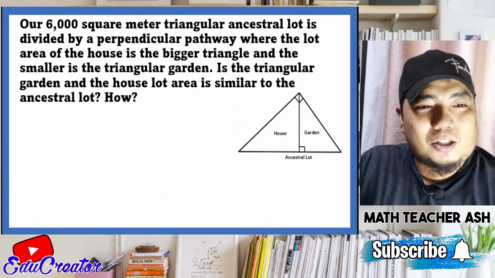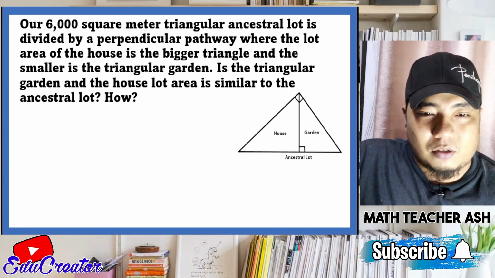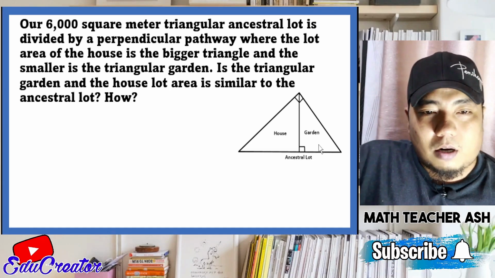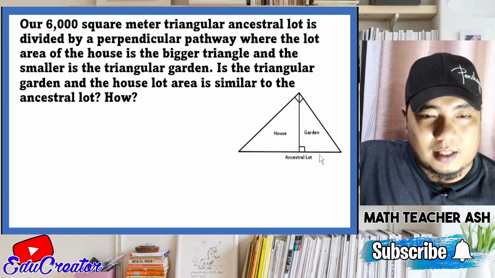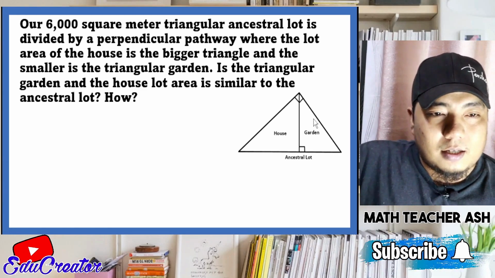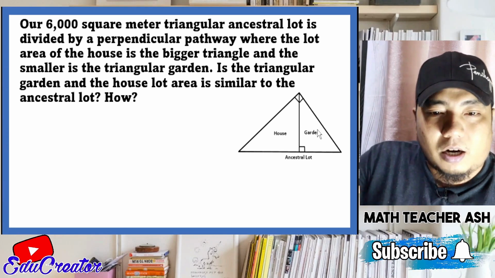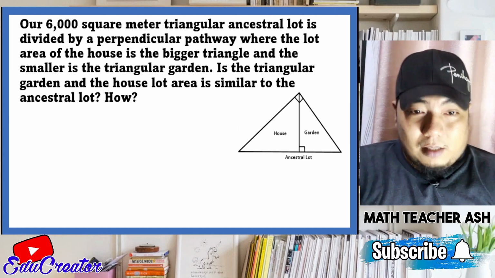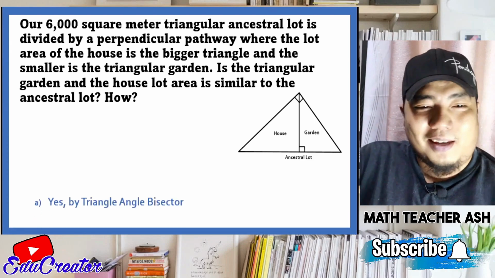Now let's go to the next question. Our 6,000 square meter triangular ancestral lot, okay, so this is the one, is divided by a perpendicular pathway. This is the pathway perpendicular to this side, where the lot area of the house, this one, is the bigger triangle, and the smaller triangle is the garden. Okay, is the triangular garden and the house lot area similar to the ancestral lot? Question is how?